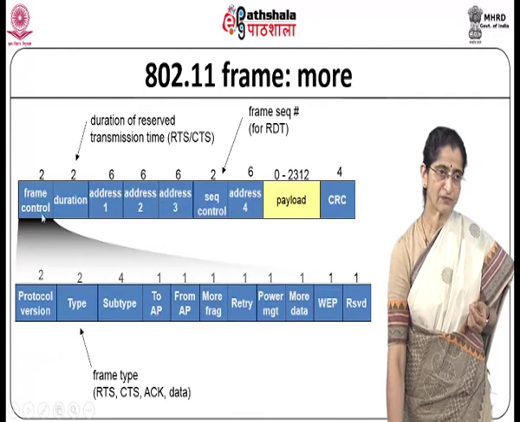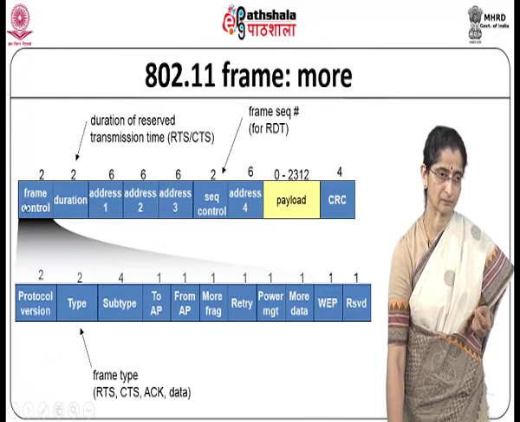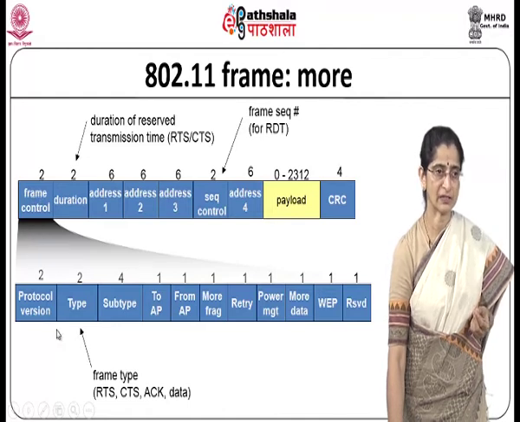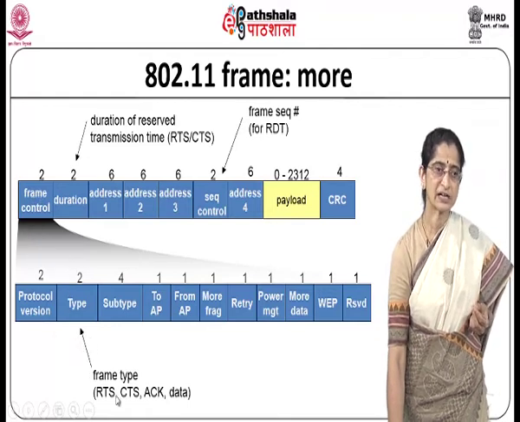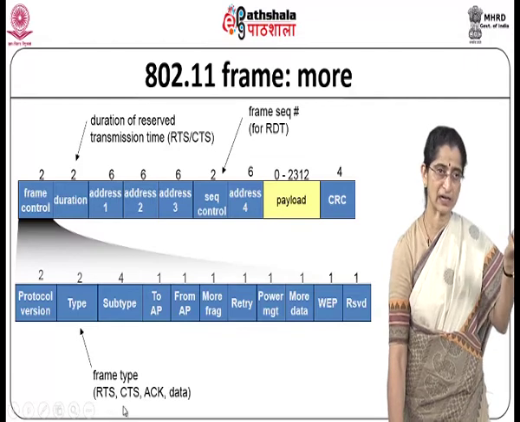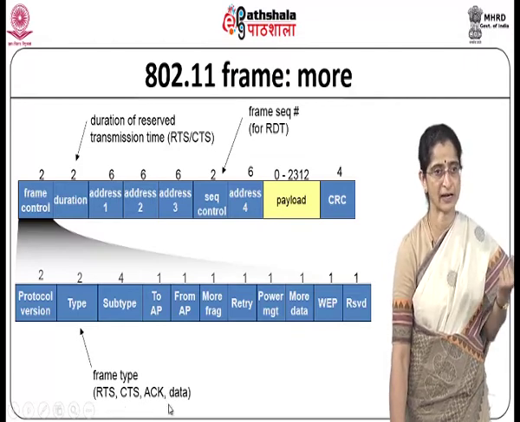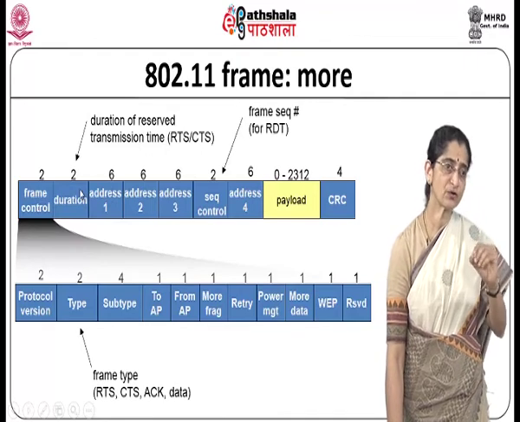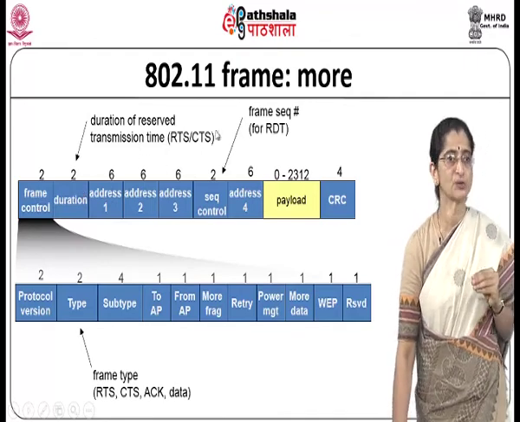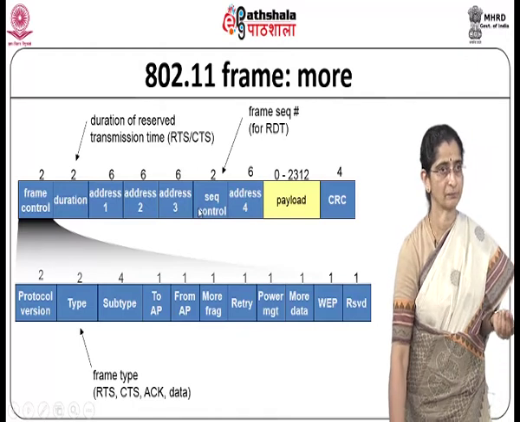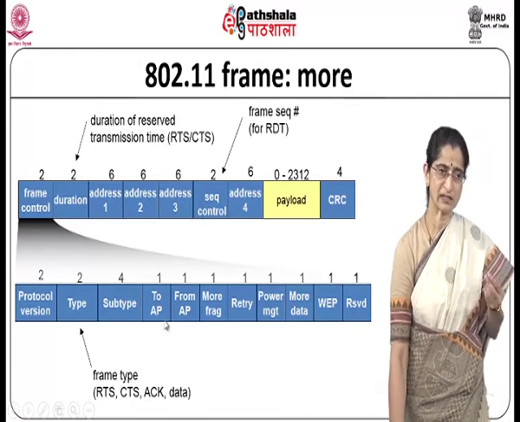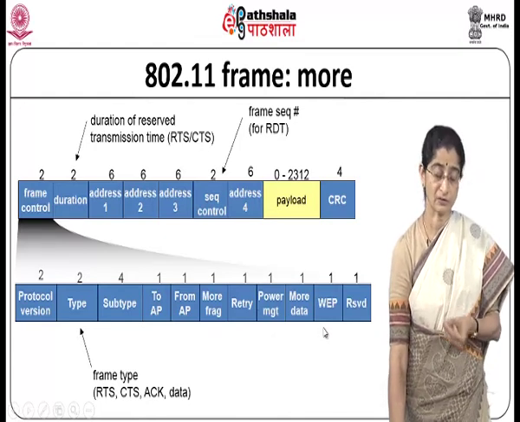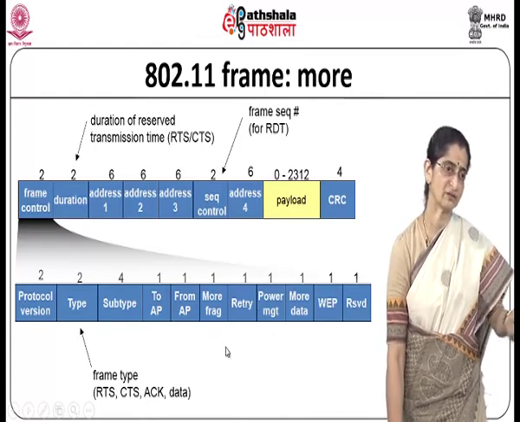Okay, and if you look at this frame control field in the format, there is a lot of information that we have over here. There is something called a type field. This type is used to indicate whether it is an RTS packet or a CTS packet or an ACK packet or a data packet. And the duration here is the duration for which the channel is being reserved. That is used when you have an RTS, CTS packet that is being sent. And then there are a few other fields which are used for power management, more data, for security purposes and so on. So, many other fields are also used over here.